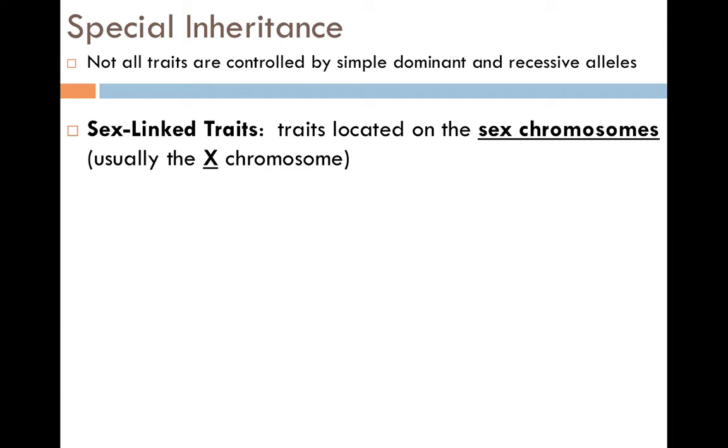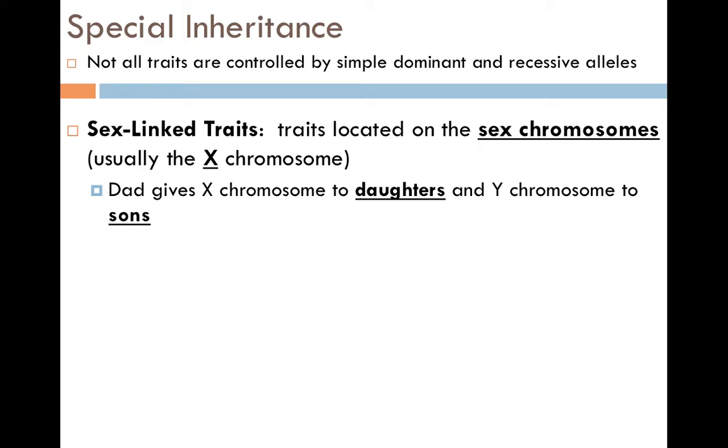Okay, so sex-linked traits. Our little saying to remember this is sex is on the X. So they are located on the X chromosome. I do not even know an example where they would be located on the Y chromosome. So sex is on the X, always on that X chromosome. Dad gives the X chromosome to his daughters and Y chromosome to his sons. So if you're a boy, you inherited your Y chromosome from your dad.